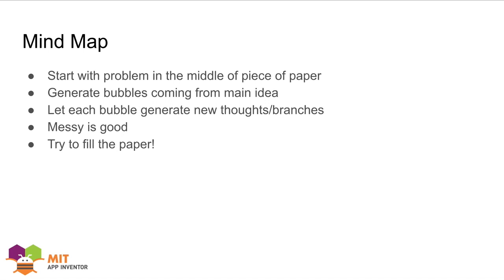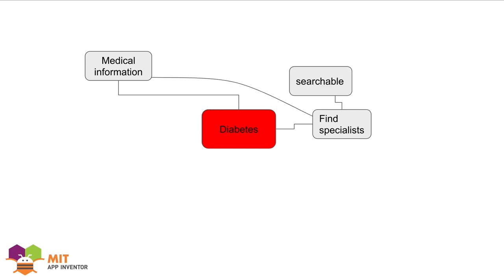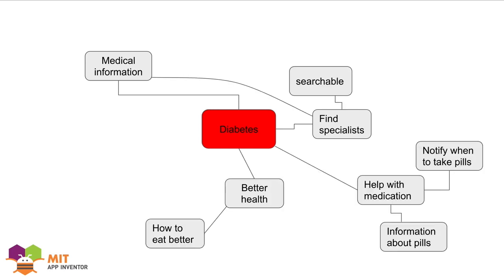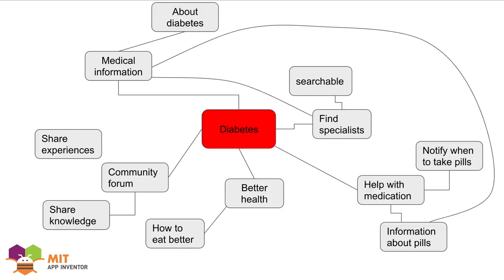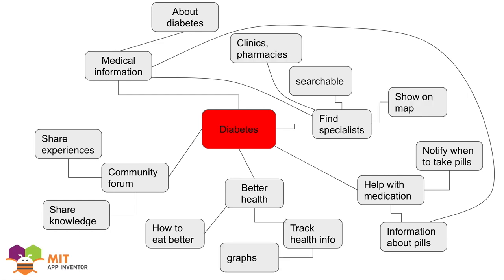Messy is good. This is not something that's published or a finished product. This is just for you and your team to generate ideas. So don't worry about messy. And try to fill the paper. A big piece of chart paper with different colored magic markers is a great way to do this activity. So here's where we do our mind map, diabetes in the middle, bubbles coming out from it, bubbles that relate to each other, we connect up so that we can end up grouping these things together.